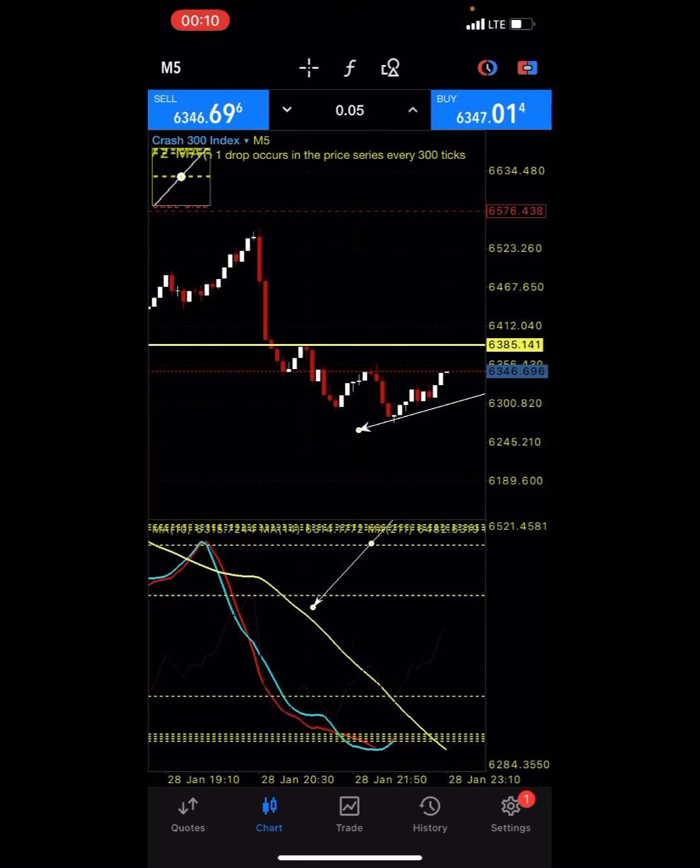So for now, we can see clearly the price is at oversold, and now we can see a formation on the main chart. So with that you should know what is about to happen in the market.